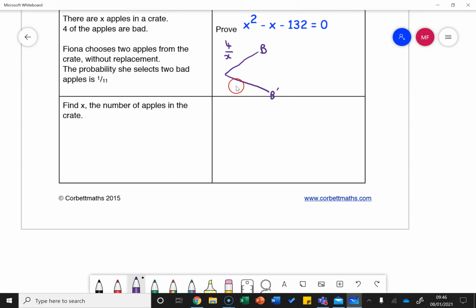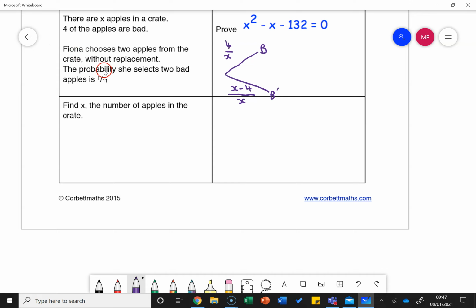Now, not bad, well, if we have x apples, then the chance that the ones which are not bad must be x take away 4. Imagine if there were like 10 apples. So if there's 10 apples in the crate, if 4 of them are bad, 6 of them are not bad. So you do 10 take away 4. So now we've got x apples. So it's x take away 4 out of however many apples there are, which is x. Okay, so that's your first bit.